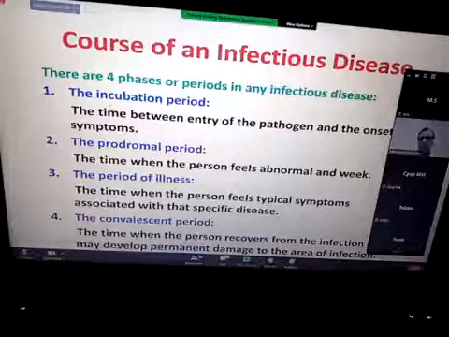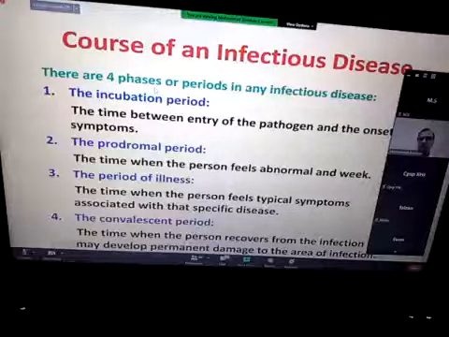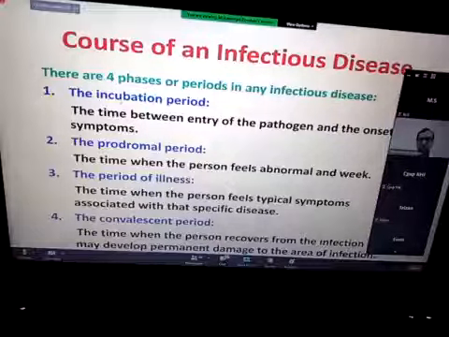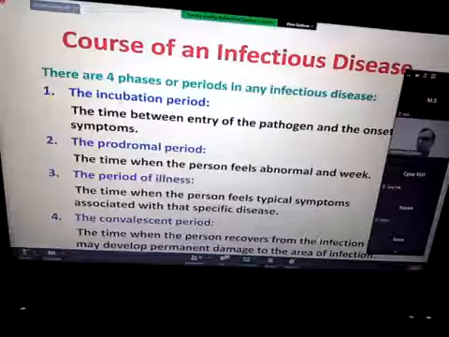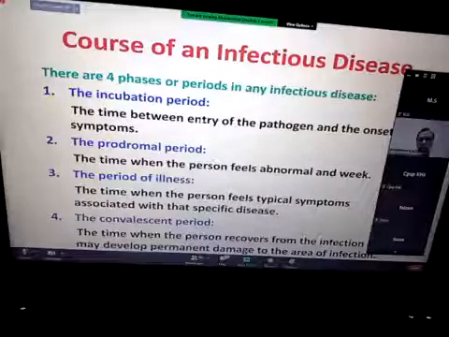So when we talk about infectious diseases, there are four phases or periods. Whenever we acquire an infection, it has an incubation period. During this time, the pathogen does not cause symptoms, but is establishing itself in the human body and producing more virulence factors. It's the time between the entry of the pathogen and the onset of symptoms.